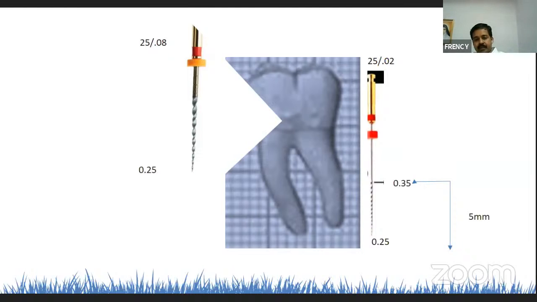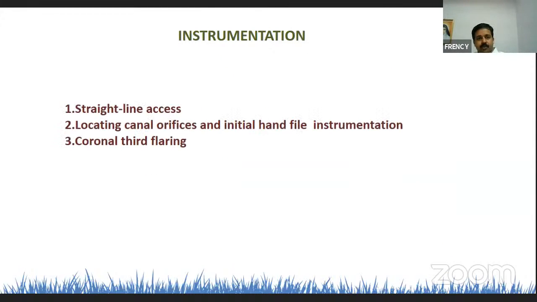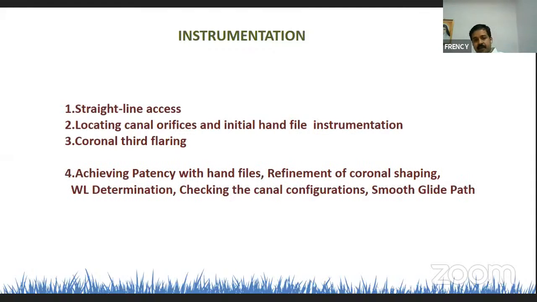So when you are inserting a file into the apical part, if you are feeling some resistance from the coronal aspect, you have to increase the coronal flaring. So in instrumentation, you have to get a straight line access. Then you have to locate the canal orifice and do an initial hand file instrumentation. Then you have to do a coronal third flaring. Then achieve patency with hand filing. Then you have to refine the coronal shaping, working length determination, checking the canal configuration, then create a smooth glide path, then final rotary instrumentation and hand instrumentation.